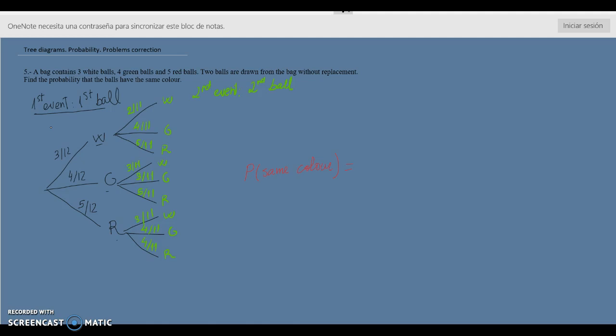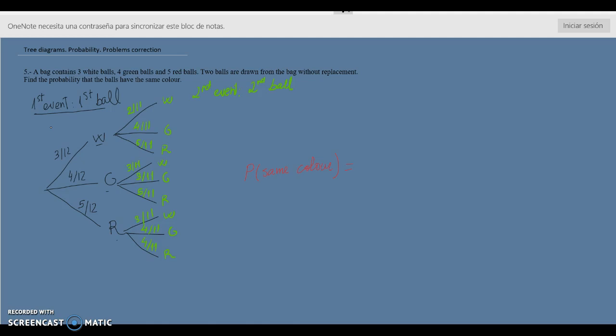Take into account that this tree diagram is very long. So if you are confident with this, you don't need to make such long or big tree diagrams. You can do the probability directly. Anyway, you can see the second event, the second ball.